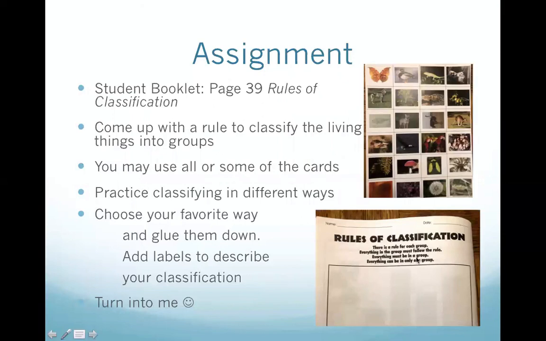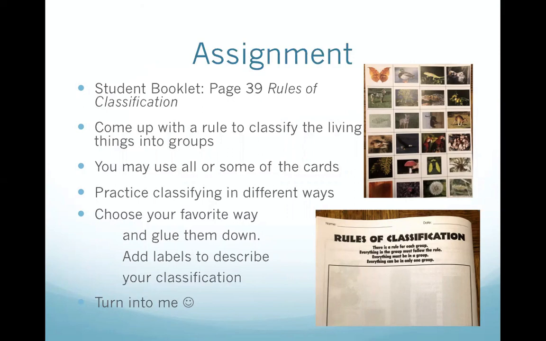And I know this says everything must be in a group, but for our practice today, you're going to use your page of animal and plant cards, and I would like you to start practice classifying them based on different ways that you can think of. So maybe you want to start, and some of you guys have already turned in this assignment, and you've grouped them into plants and animals.